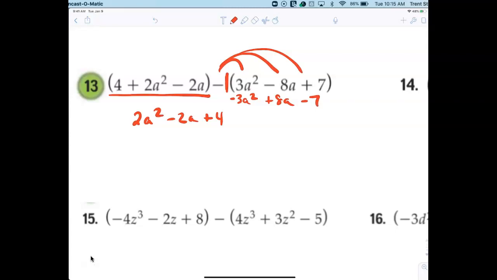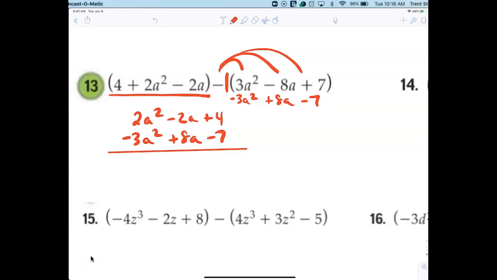You with me? Now watch. I like to stack them on top of each other. Negative 3a squared plus 8a minus 7. Just like we used to. Adding vertically. All right, just makes it easier for your eyes.